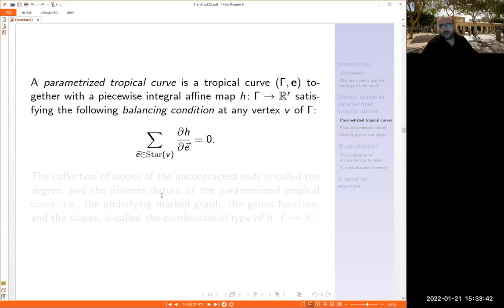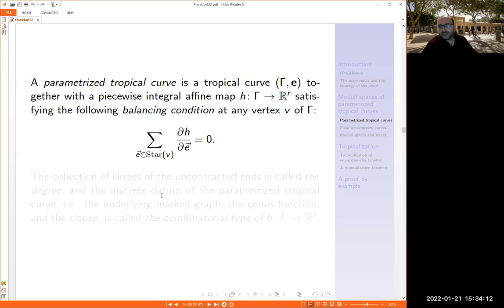It's just a tropical curve gamma together with a piecewise integral affine map to a linear space that satisfies a certain balancing condition. So what is the balancing condition? If you take any vertex and you sum up the slopes of h along the edges adjacent to this vertex and pointing outside, away from this vertex, then you want this sum to be 0.